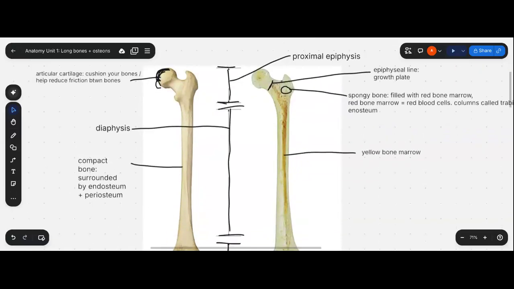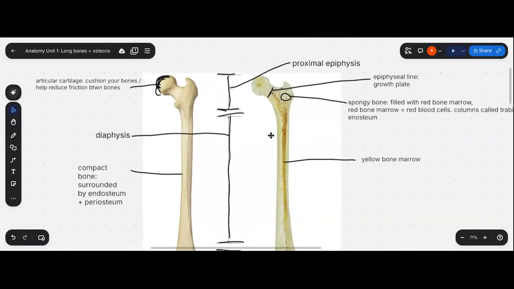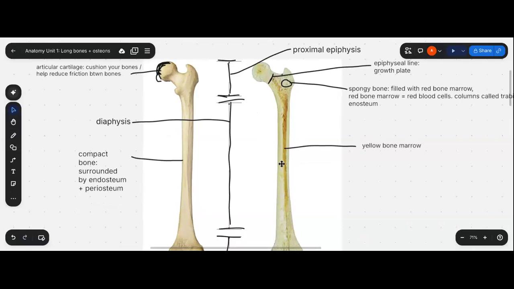So again, this is your long bone anatomy. It's pretty simple and not really complicated when you just hone in on the different little aspects. And there's definitely a lot of patterns within the bone, which can help you remember some of the things.